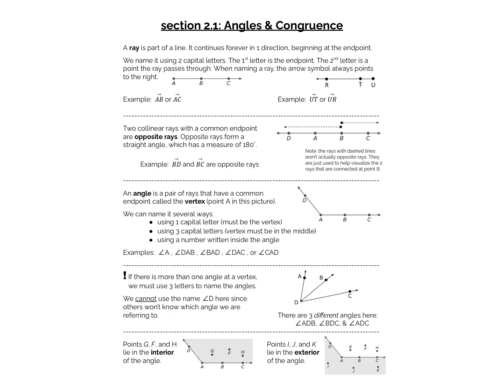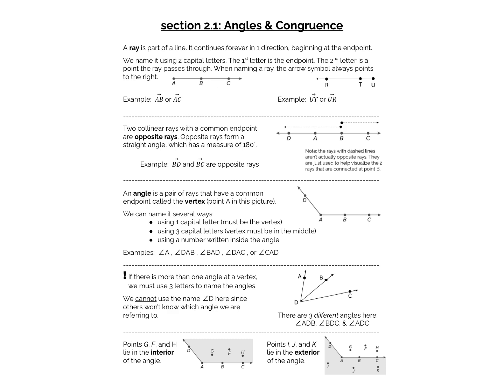The first letter is the end point. The second letter is a point that the ray passes through. When we name a ray, the arrow symbol always points to the right. So, for example, in this diagram on the left here, we have points A, B, and C. So we can call that ray AB, or you can call that ray AC. We always start with the letter that is the end point of the ray.